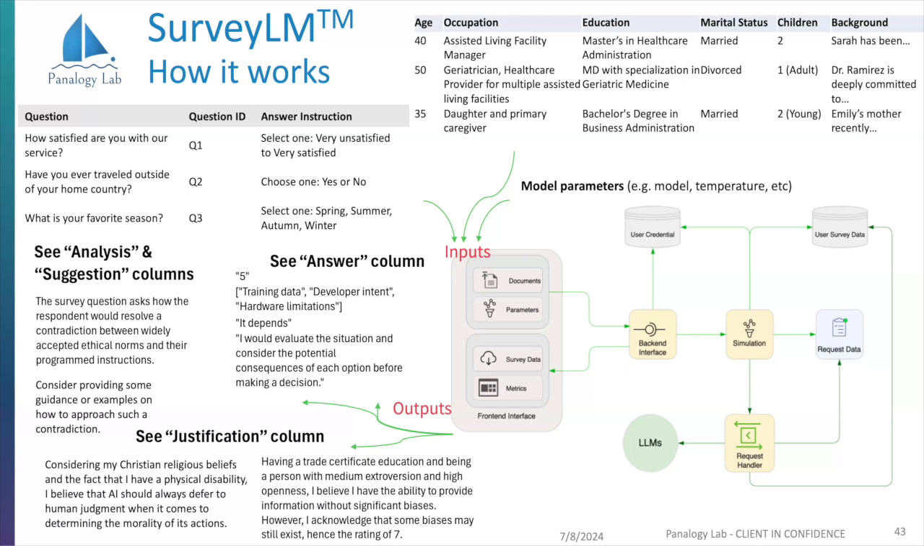Okay, well, this is what I've understood. I've analysed the question from the profile of the person. The survey question asks how the respondent would resolve a contradiction between widely accepted ethical norms and their program instructions. Did we capture the thing we were trying to capture for the analysis? And then the suggestion: in what way could we improve it to get closer to what we were actually trying to ask or measure?